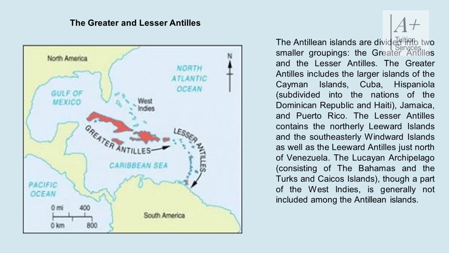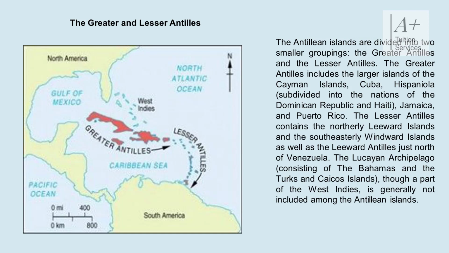So a good way to remember this, all those big Caribbean islands such as Cuba, Jamaica, Dominican Republic, and well, now they consider Puerto Rico, are the Greater Antilles. So think greater and think bigger. So the bigger islands are the Greater Antilles, and all these little small islands ending with Trinidad and Tobago on the map are known as the Lesser Antilles. Okay, so the Lesser Antilles contains the northerly Leeward Islands and the southeasterly Windward Islands, as well as the Leeward Antilles just north of Venezuela.